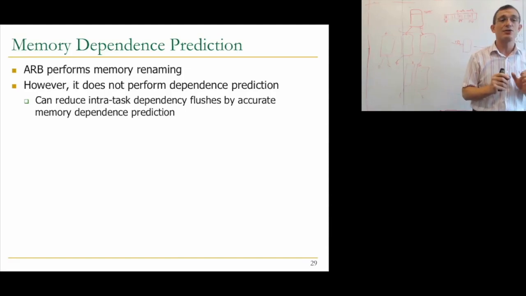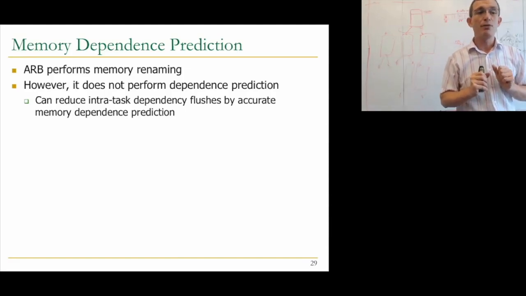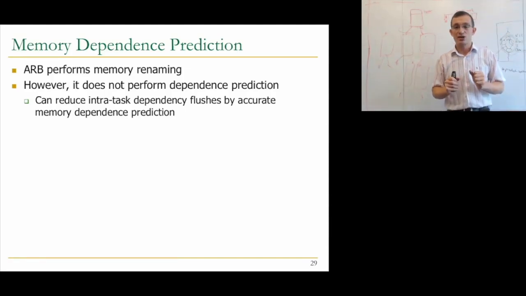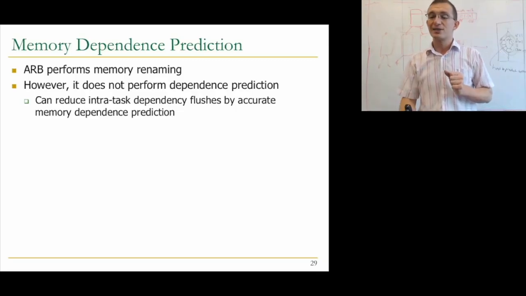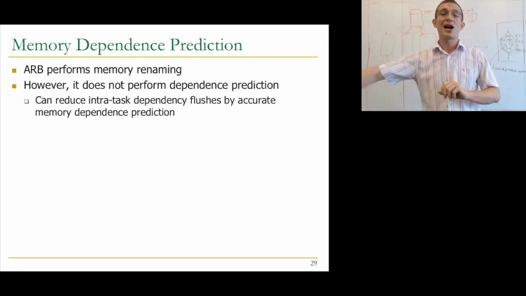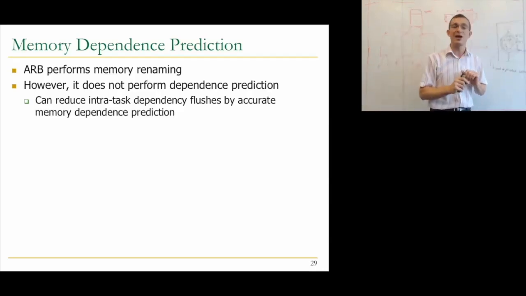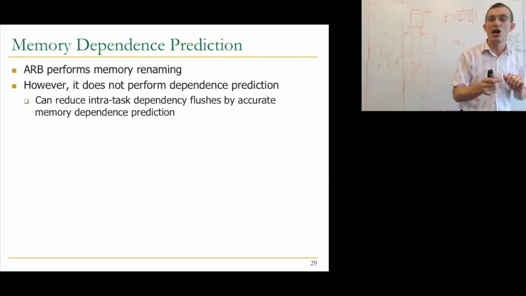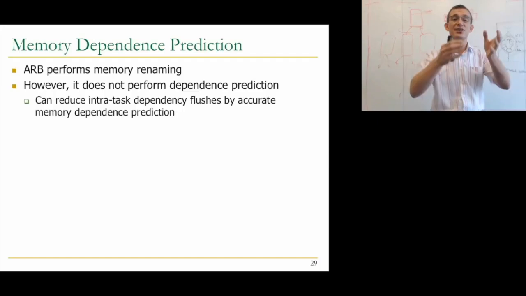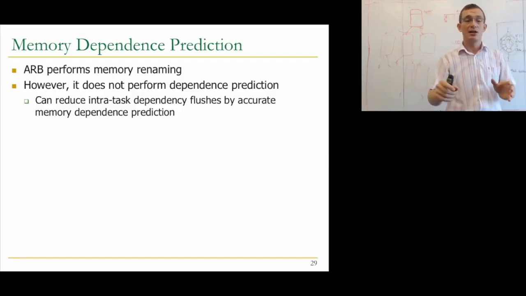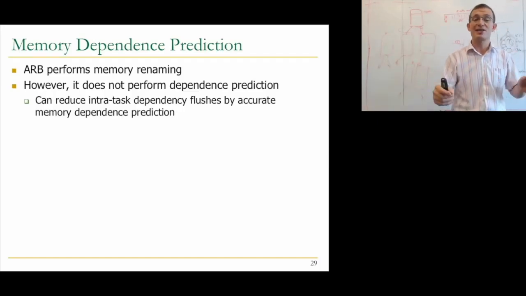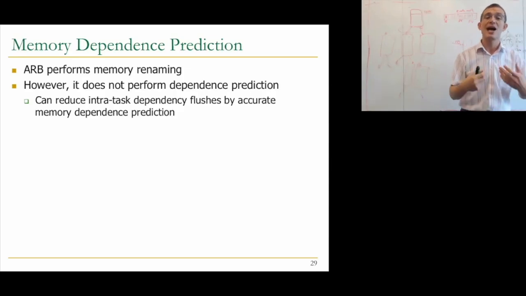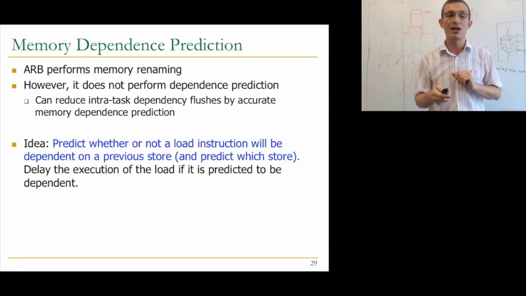But what it does not do is memory dependence prediction. Maybe you want to be more aggressive, because once you violate the dependence, you need to squash the task. It's already too late. You've already used the value. But can we predict that early on, right? You can reduce these intra-task flushes or squashes due to inter-task dependency violations by doing accurate memory dependence prediction. And we'll cover that next.